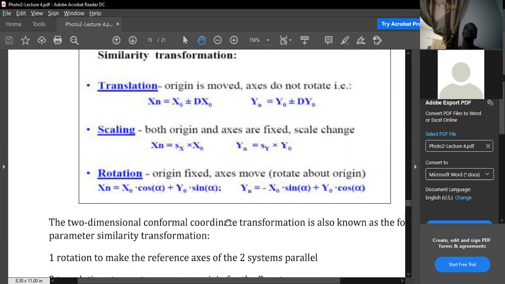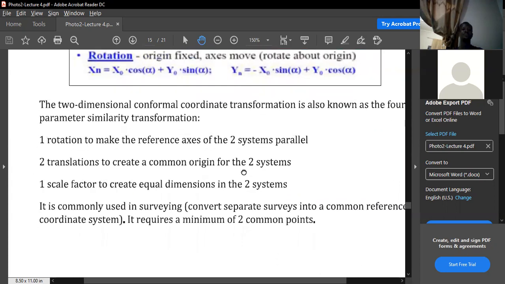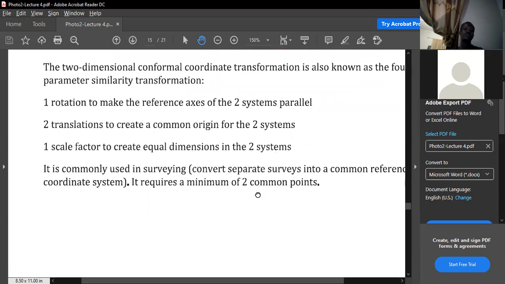Conformality has got to do with shape. Always remember that, and direction. So we take note of this rotation to make the reference axis of the two systems parallel. Second, two translations. So we do one rotation, two translations to create a common origin for the two systems. Then a scale factor to create equal dimensions in the two systems.